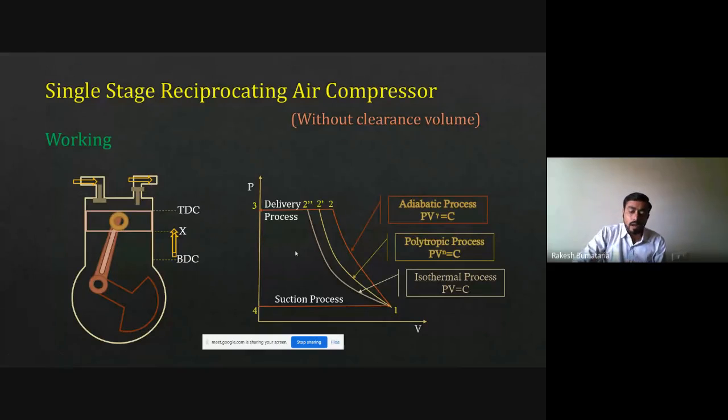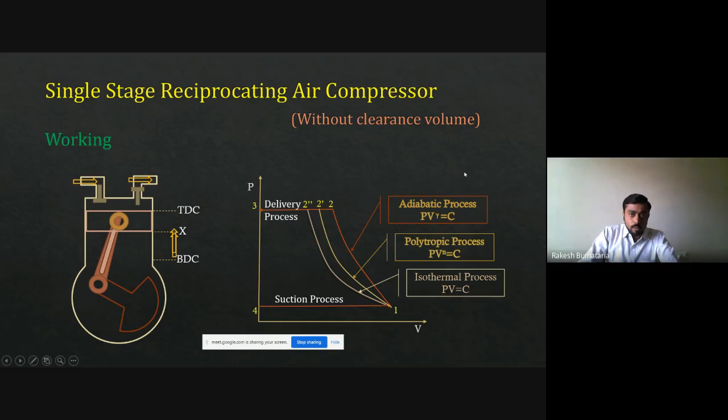Here, I think now the picture is clear. A single stage compressor works with three processes. One is the suction process, in which air will get inside the cylinder. Another one is the compression process using the polytropic process, 1 to 2. The third one is the delivery process, in which air is delivered from the cylinder to the required application. This one is the PV diagram of a single stage system.